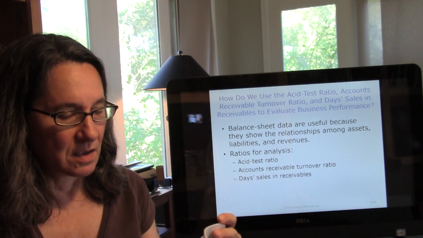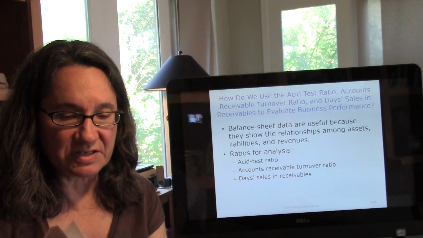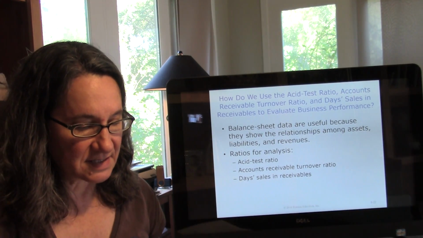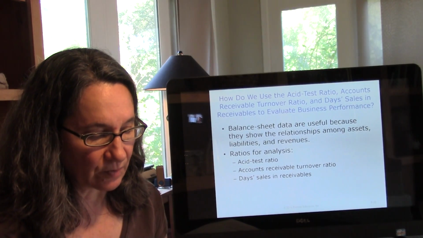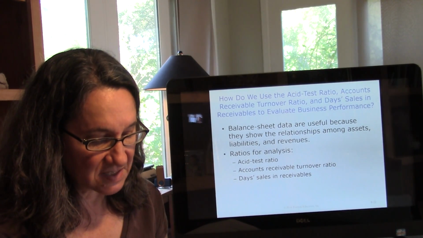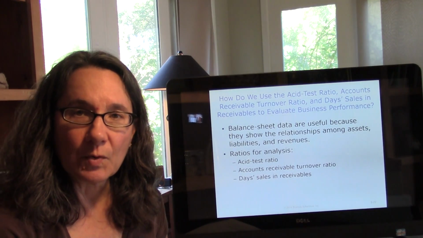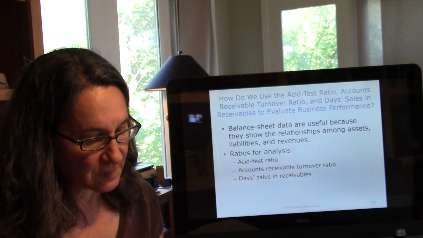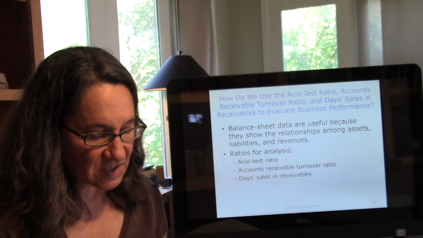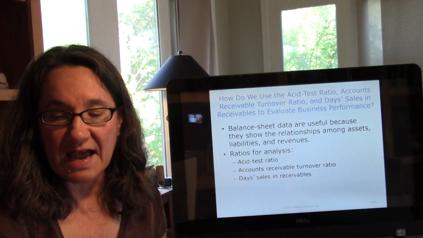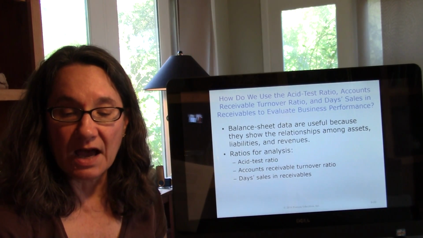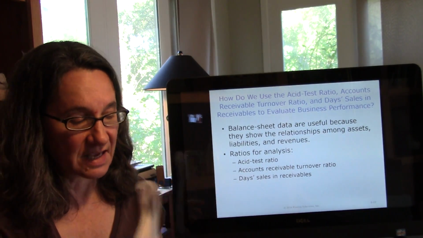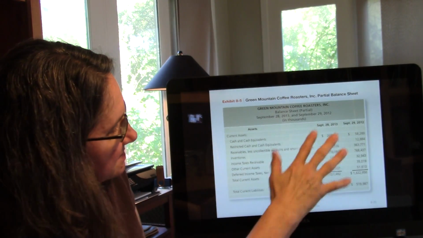All right. Let's talk about a couple of important ratios called the acid test, accounts receivable turnover, and days sales in receivables. So a couple more ratios that we care about that help tell us about the business. The balance sheet can be used to calculate various ratios such as the acid test ratio, accounts receivable turnover ratio, and days sales in receivables. So here's an example company.